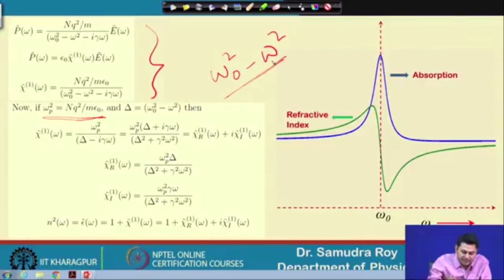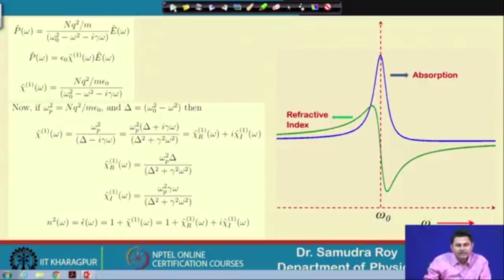So, this term I replace by another term called delta. If I replace these two terms to make the expression more compact, then we will have an expression like this. Now, this is a complex quantity. We know that when a complex quantity is there, we always try to find it in terms of x plus iy. This is the standard form to write a complex quantity.